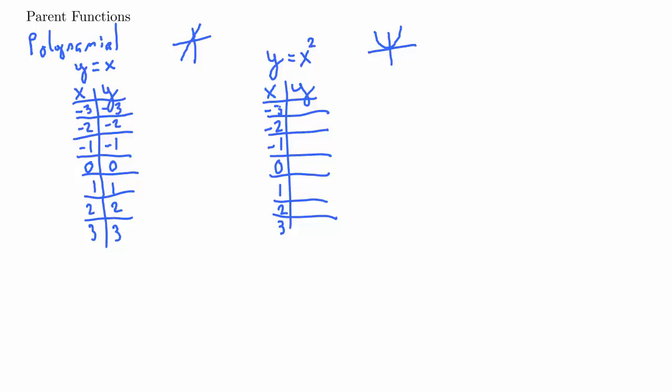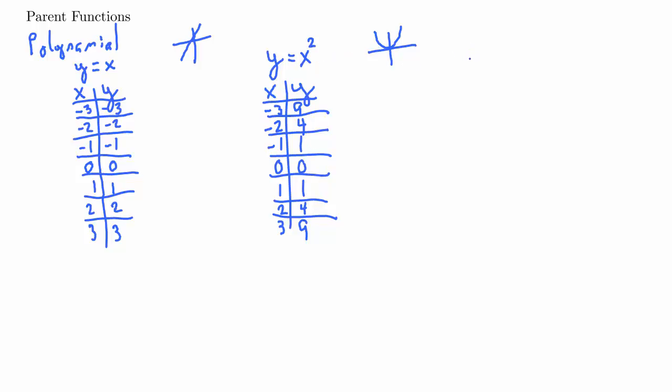The y values, if you plug in -3, that gives me 9. Plug in -2 gives me 4. Plug in -1 gives me 1. 0 squared is 0. 1 squared is 1. 2 squared is 4. And 3 squared is 9. Notice that this is symmetric about 0 here. Everything to the left of 0 on the y is the same thing as everything to the right of 0 on the y.